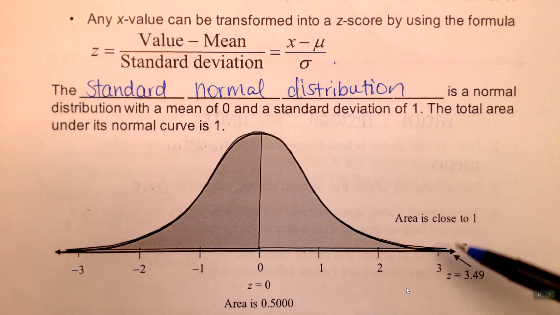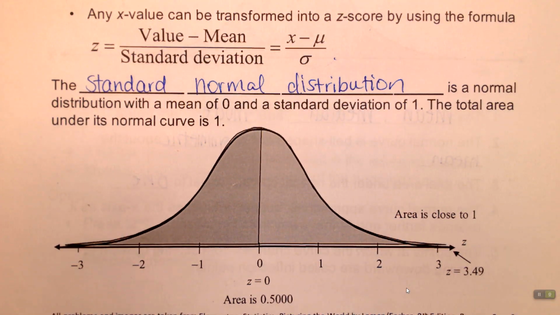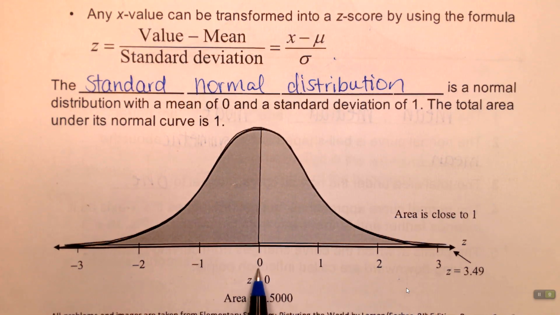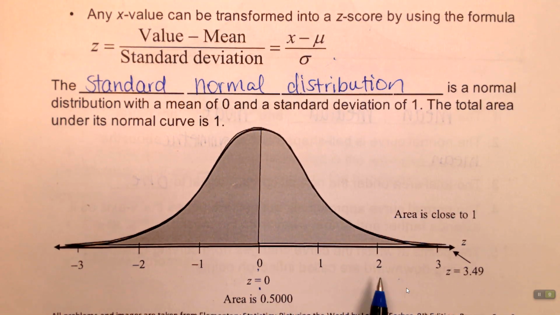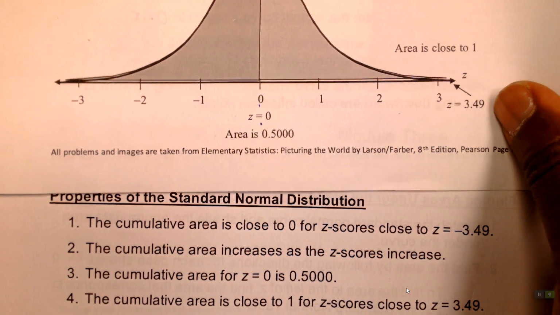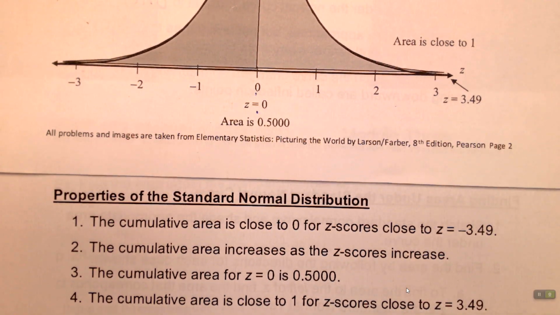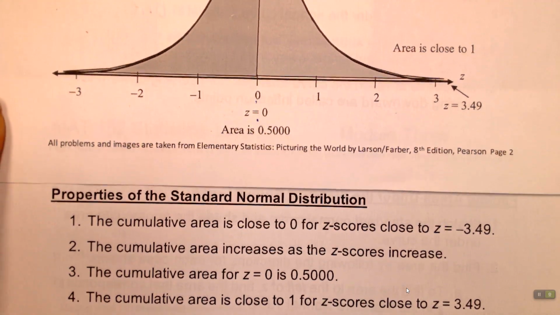So this graph represents the standard graph that the standard normal distribution always uses. These numbers will always be on the bottom. So 0 is in the middle, z equals 1, 2, and 3, and z equals -1, -2, -3. So that will always be the case. All right, so next we talk about the properties of the standard normal distribution.